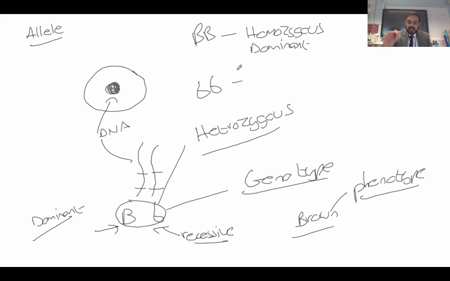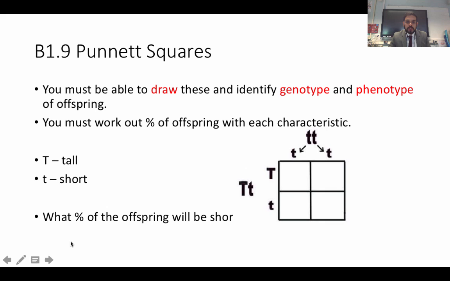Now they ask you all to do with some of this stuff. It could be asked in so many different ways. You need to know how to do a Punnett square, but we'll look at that in a minute. There's loads of keywords. So here's an example. You must be able to draw Punnett squares.